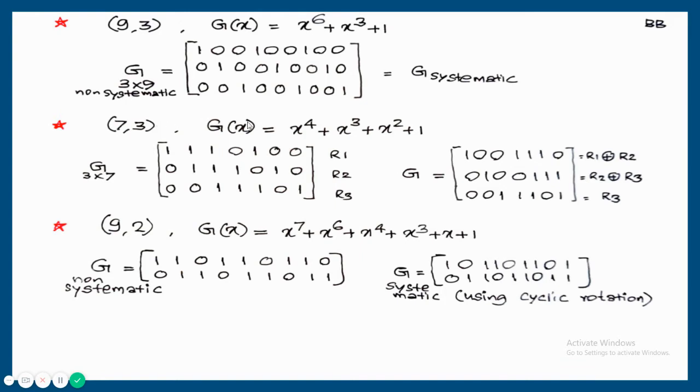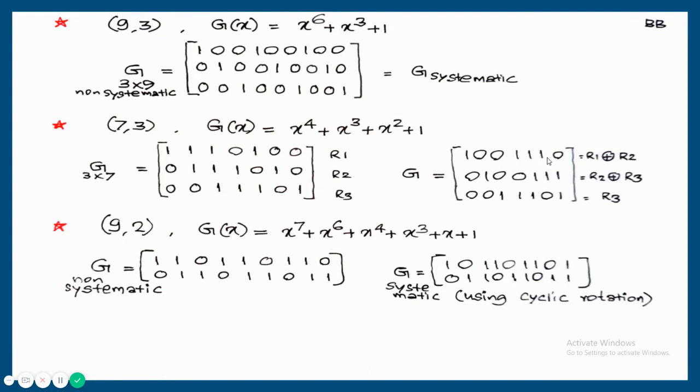Next example is 7,3. G of x is x raised to 4 plus x cube plus x square plus 1. So there are 3 rows. First row is a non-systematic cyclic code of 1, 0, 0. Second row is a non-systematic cyclic code of 0, 1, 0. Third row is a non-systematic cyclic code of 0, 0, 1. Once you get the non-systematic generator matrix, it can be converted to a systematic generator matrix using this XOR procedure. Other option, generate these rows directly using systematic cyclic code generation.